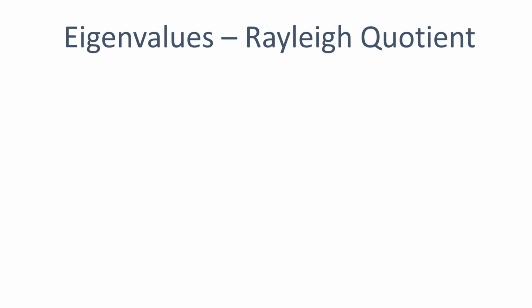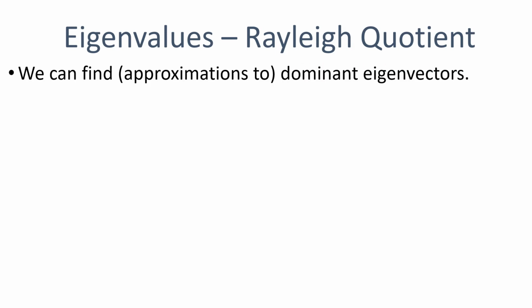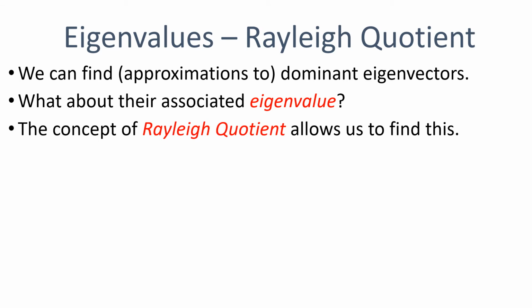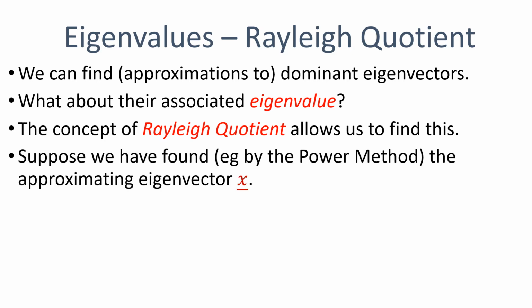Now, that describes a technique for computing an eigenvector. What if we want to compute an eigenvalue, though? Well, this is even easier, really. We use a relationship which is referred to as a Rayleigh quotient. We know how to find an approximation to a dominant eigenvector, and we can use this idea of Rayleigh quotient to find an associated eigenvalue for those vectors.